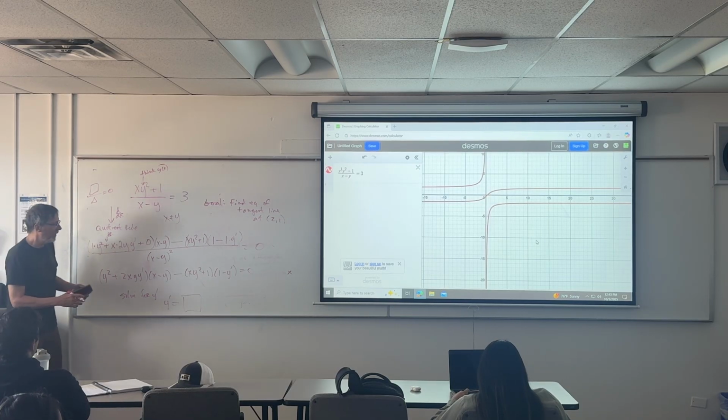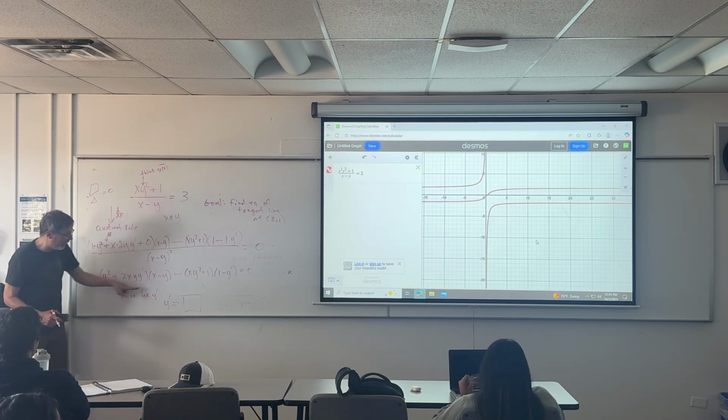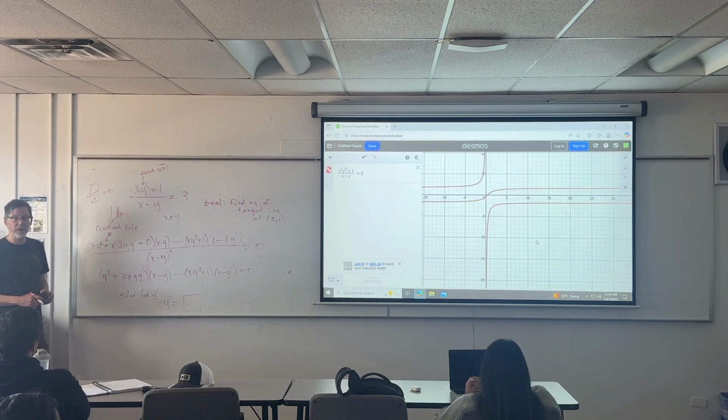Setting the numerator. So this part, I've got this over this equals 0. The only way that can happen is if just the top equals 0. Okay, I get that.